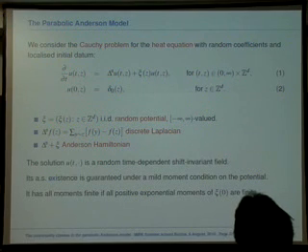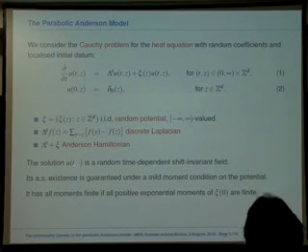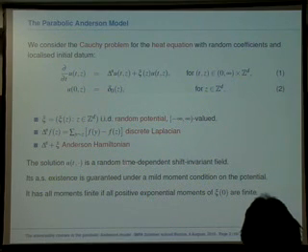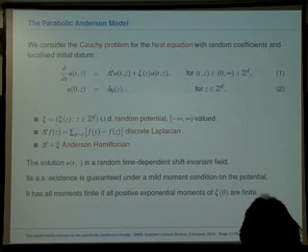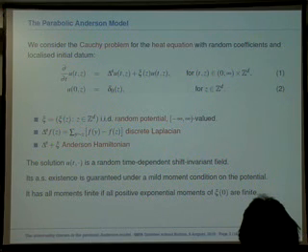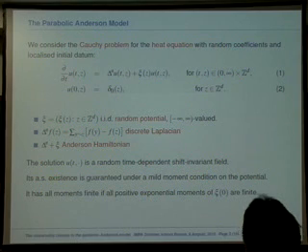Some technical remarks are in order. So the solution u(t, ·), this is a random, time-dependent, and in distribution shift-invariant field. This is the main object of our study. We want to see what we can say about the large-t asymptotics of the solution. But let's mention that the existence is guaranteed under a mild moment condition on the potential, which I'm assuming here. So we do have a solution, and we have just one solution here.